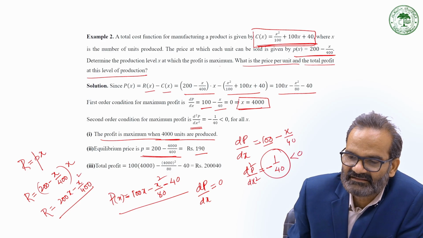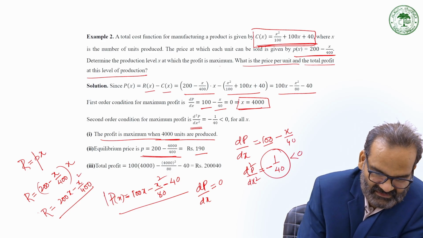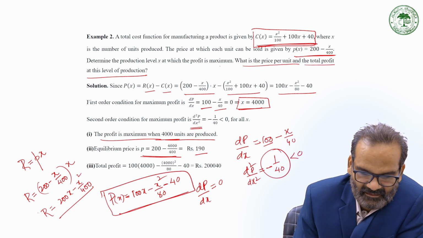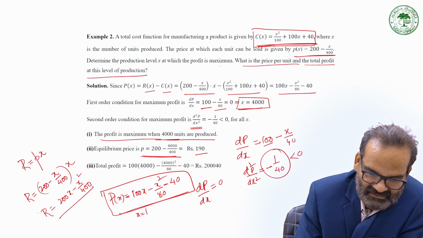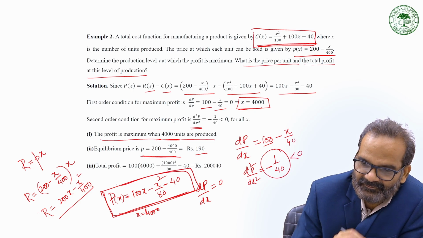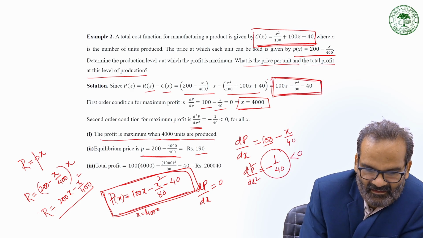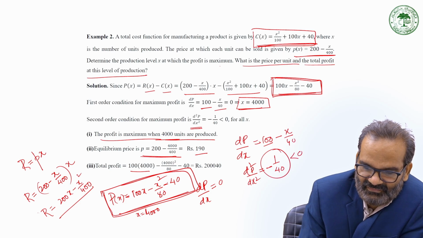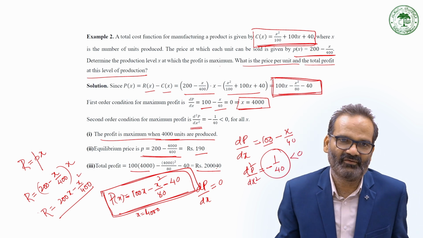And what is the third thing? That is the total profit. So what is the profit function? This is our profit function. So total profit means what? Put x equal to 4000 in this profit function, right? Be careful. This is your profit function. Put x equal to 4000 in this function and then simplify it: 100 into 4000 minus 4000 square upon 80 minus 40. Simplify all these, and you will get rupees 2,000,040 as the profit of the firm.